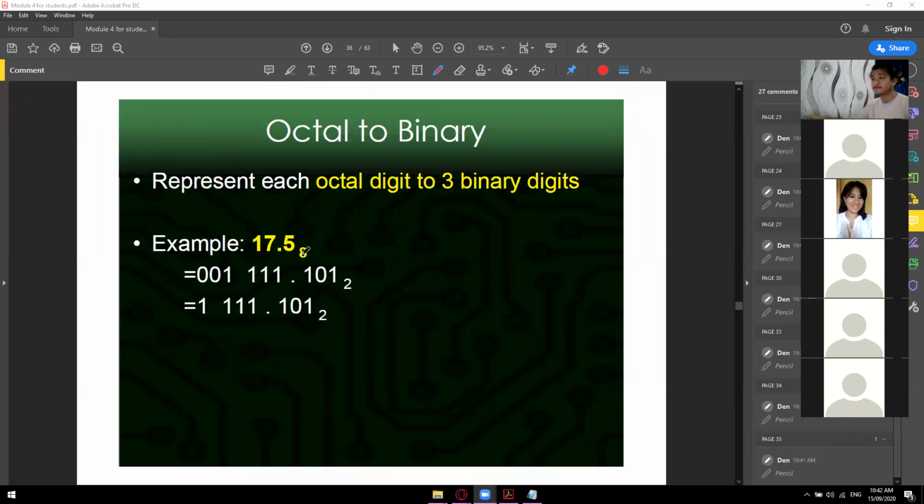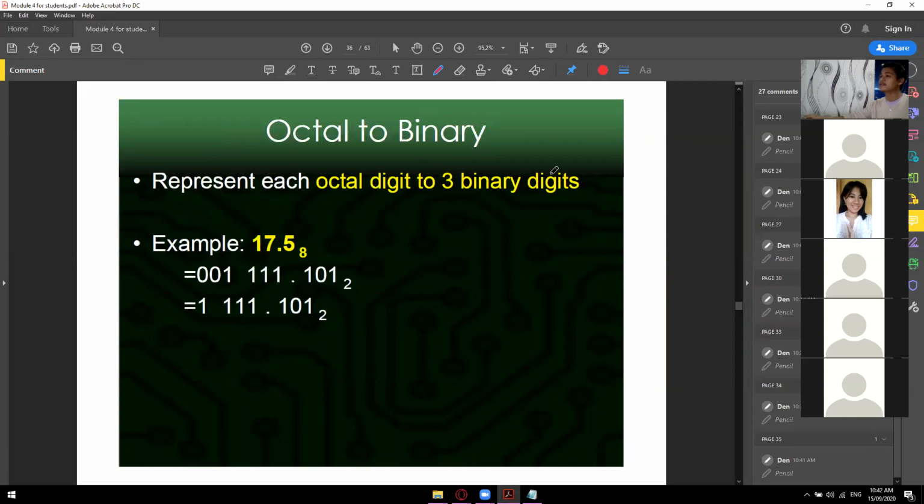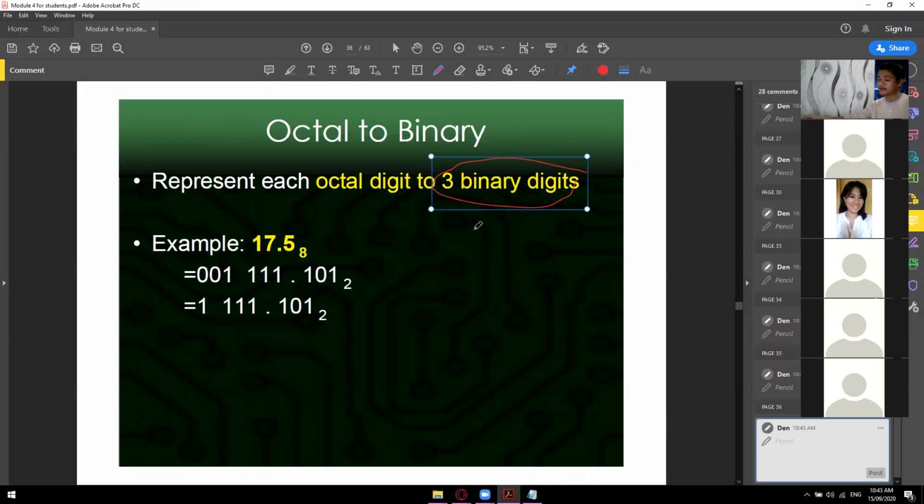Okay, now it's octal to binary. So this is the difference from hexadecimal to octal. If hexadecimal, group it by 4 bits. If octal, group it into 3 bits or 3 digits only. Okay? So we have 17.5. So 5 is 4 and 1. So, 101.